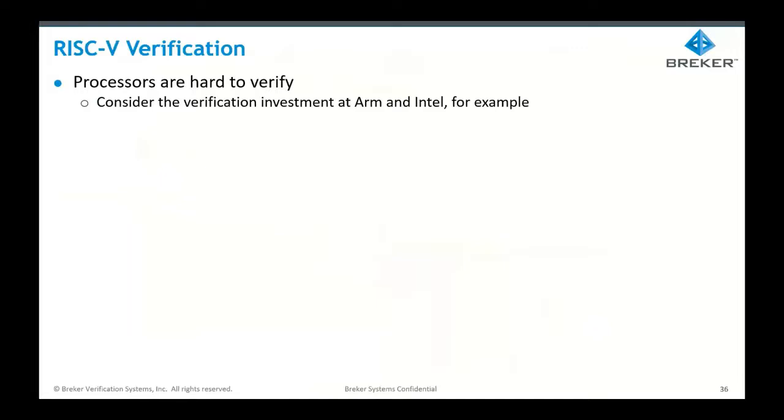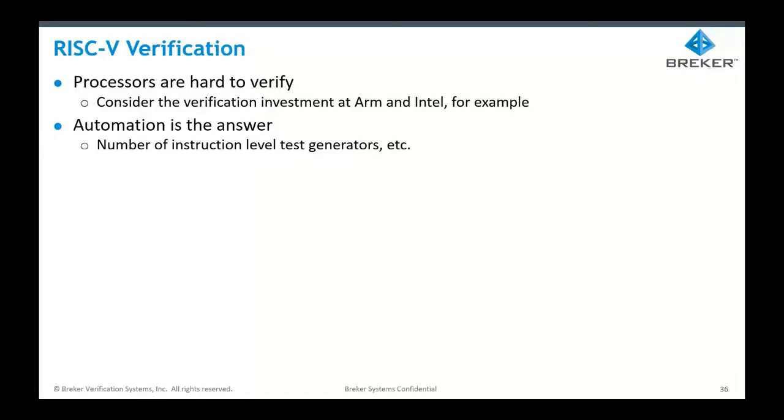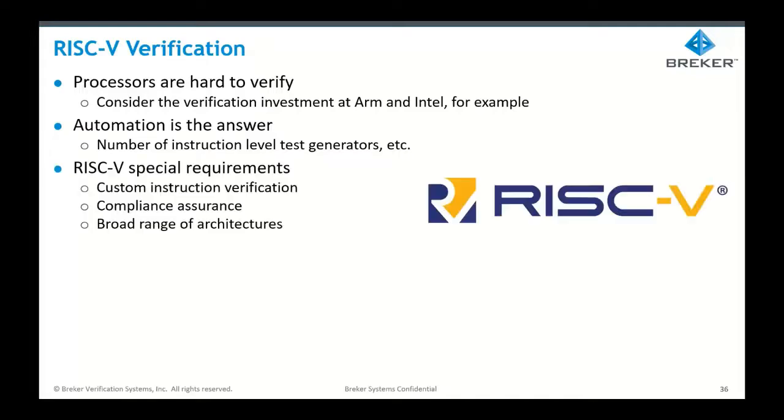So to summarize, processors are, of course, hard to verify, right? Look at ARM and Intel, look at the number of years that they spend doing the verification of the processor. For RISC-V, we need to be able to verify fast. Automation is the answer. We can't take the approach that Intel and ARM use and all the investment that they've done there. We need to automate. We need to raise the level of abstraction here in order to create a lot more tests quicker.